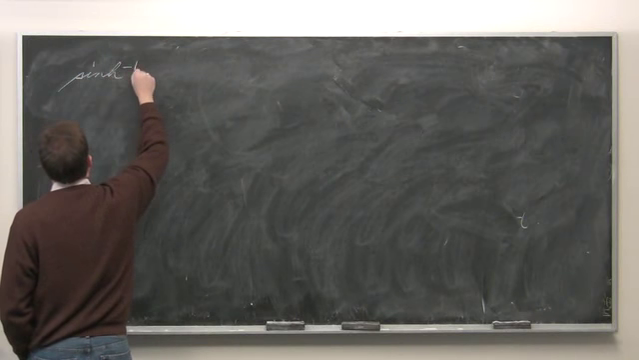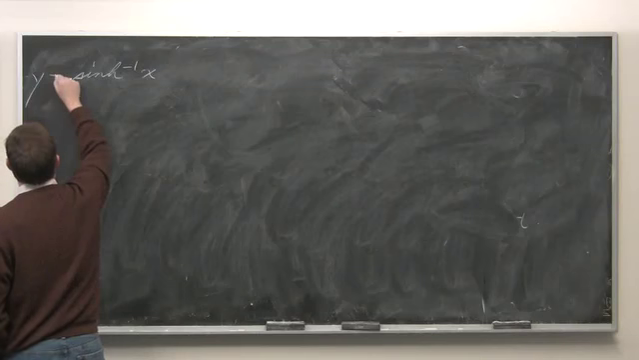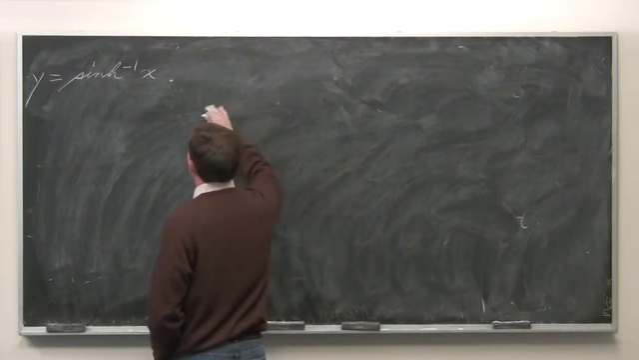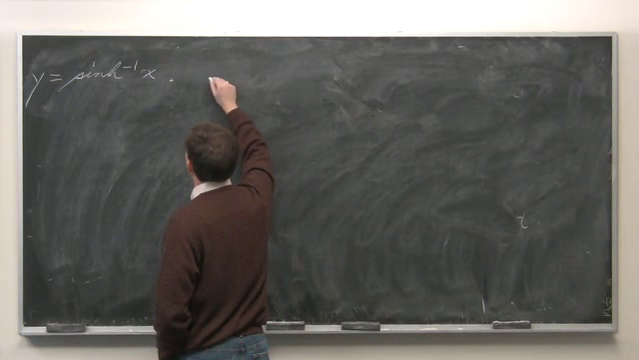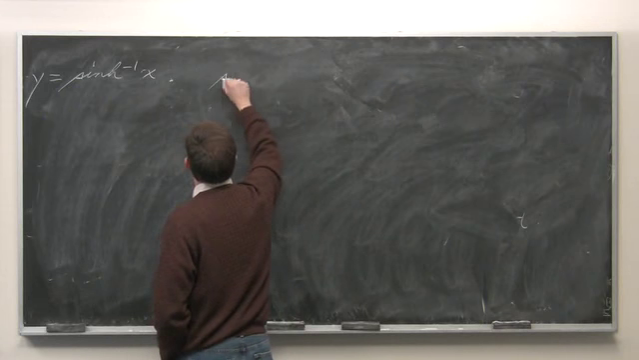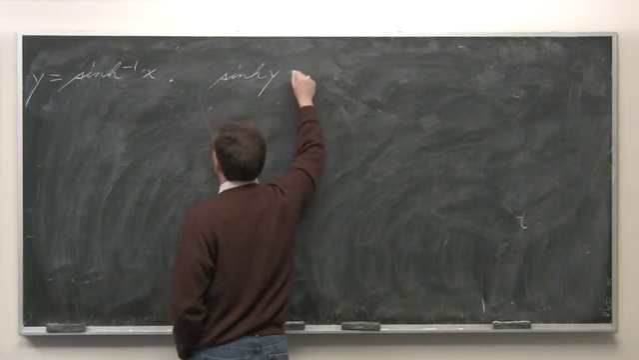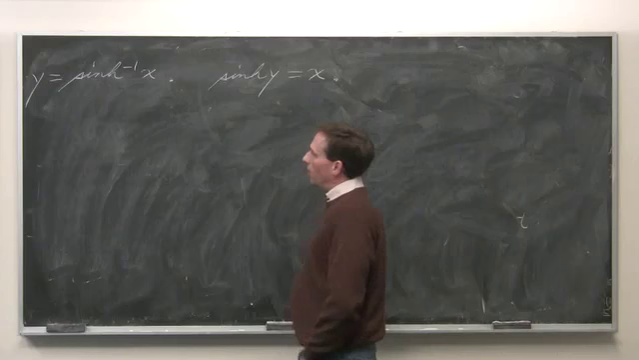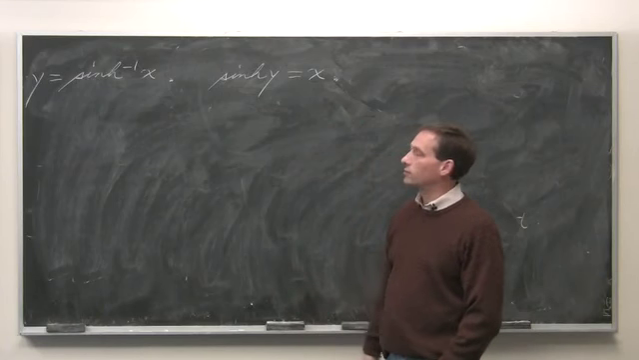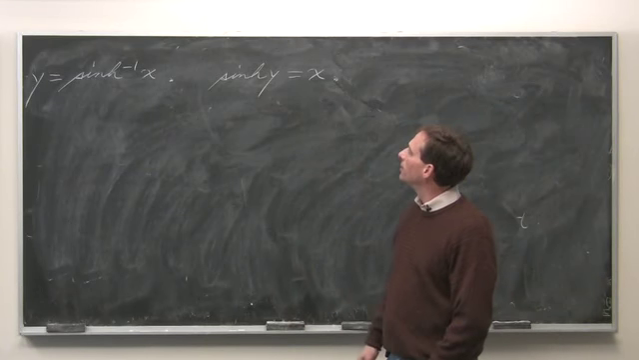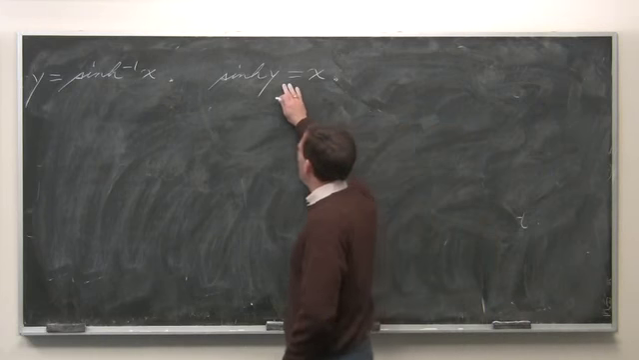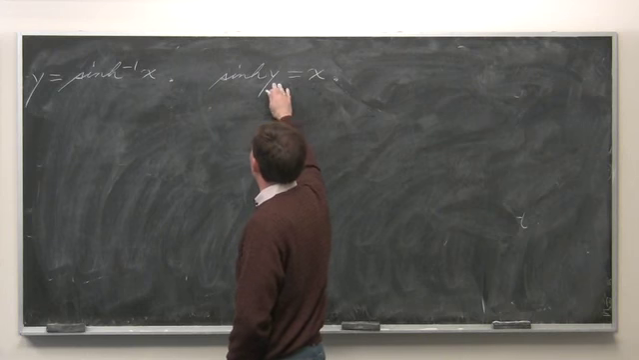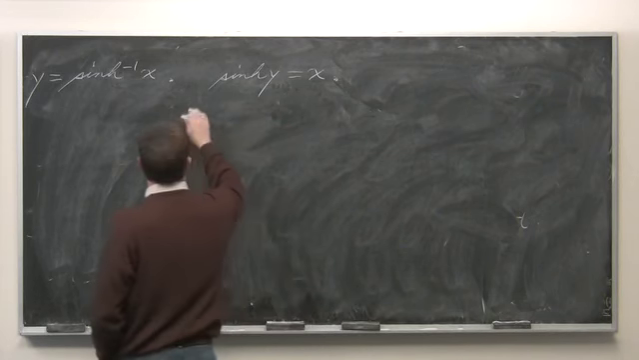So inverse hyperbolic sine of x. Let's start with this one. We didn't have to restrict any domains here. This means exactly that the hyperbolic sine of y equals x. So inverse hyperbolic sine undoes what hyperbolic sine does. Great. But now we want to solve this for y in terms of x, but in terms of functions we're more used to.